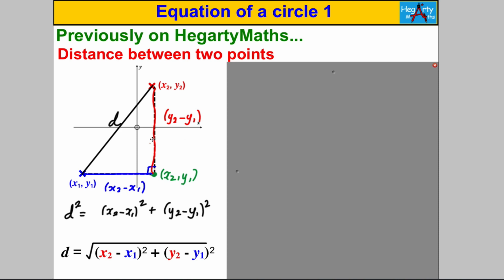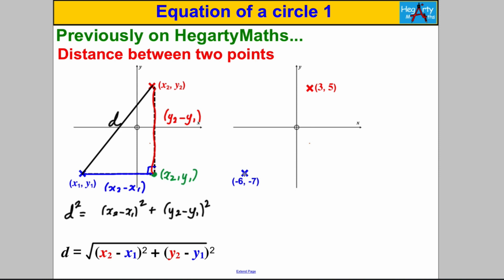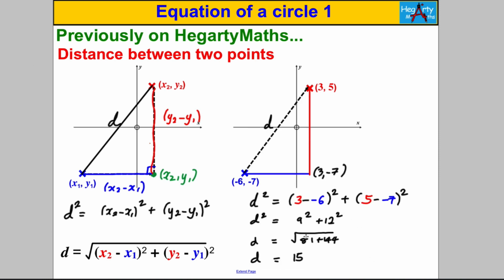So just to practice using this formula, imagine I asked you the following question. What is the distance between the coordinate -6, -7 and +3, +5? Apply this formula here and work it out for me. Well, you should have got the following.